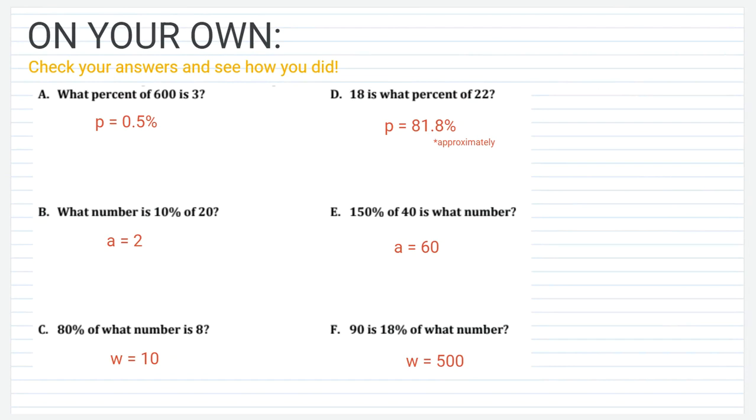All right, so how did you do? So check your answers and see how you did. Hopefully you did okay. Do note that on D you did have to round, so you might have rounded it differently since my instructions did not technically say what to round to. 81.8% is what I had rounded it to, but again, as long as you're something in the ballpark, you're all set.